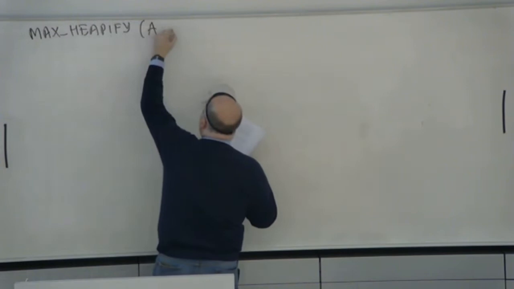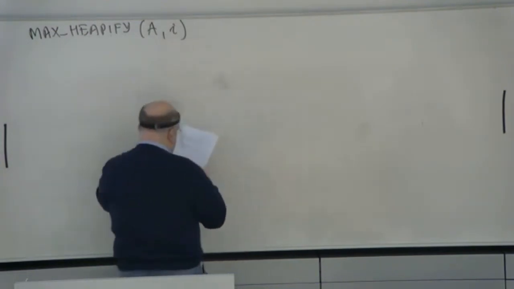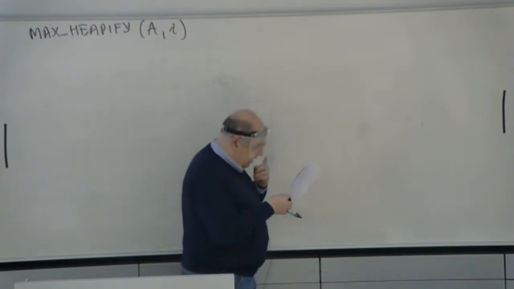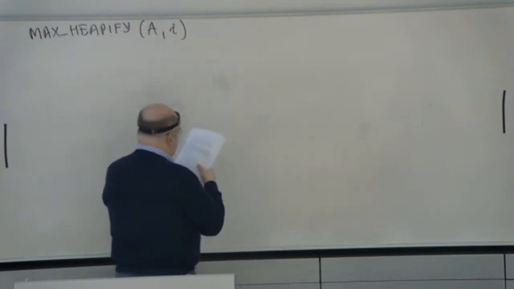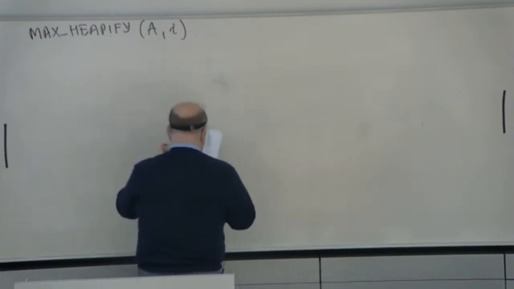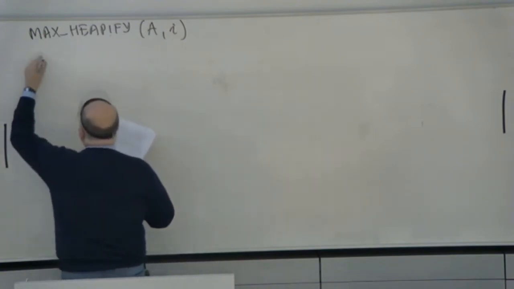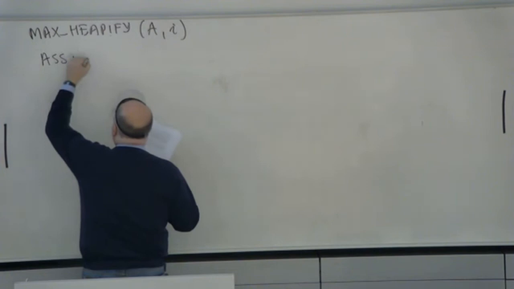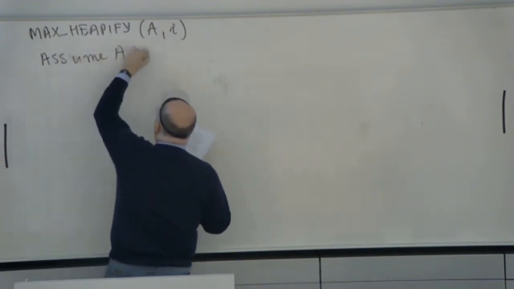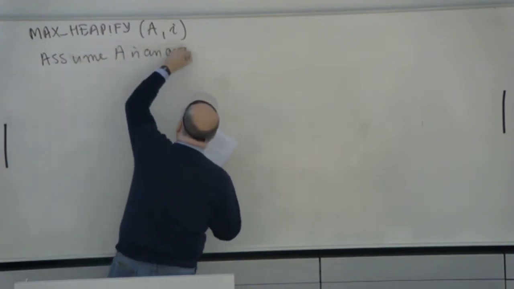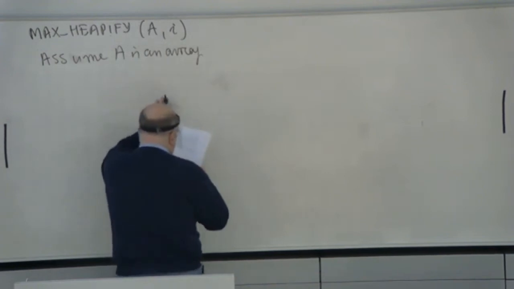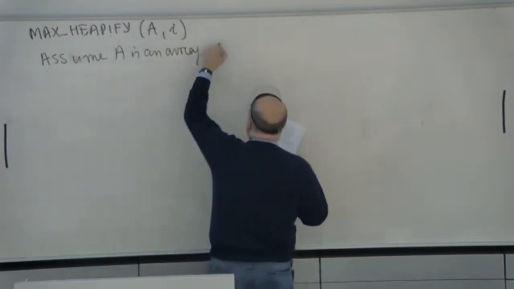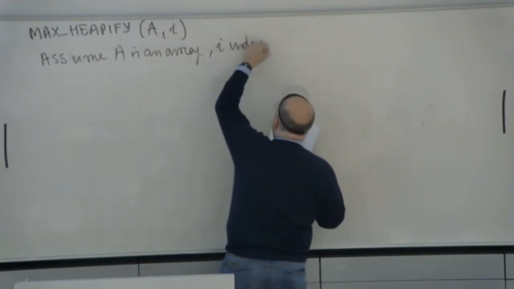Which takes the array A and a position I. So what is the Max Heapify doing? First of all, the assumption: we assume A is an array, and of course, I is an index into the array.